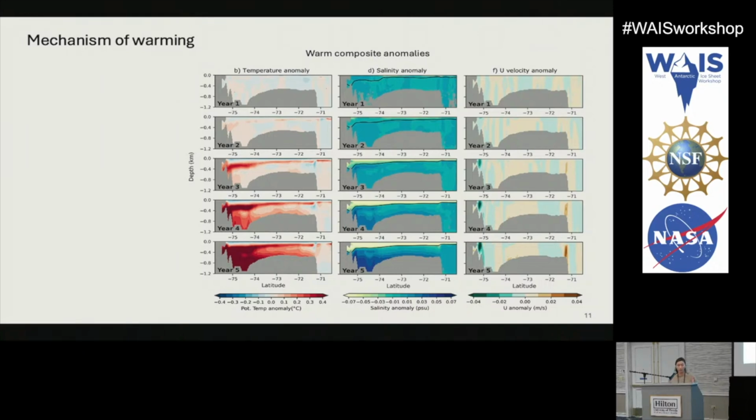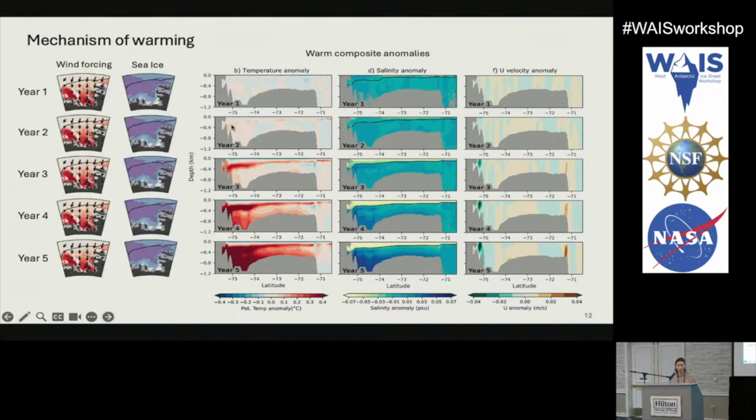So here we're looking at temperature, salinity, and zonal velocities in the warm composite, and the rows are showing each year in the simulations. And just as a reminder, I'm using the same forcing for each of the 5 years in my simulations, so they all are a response to northerly wind anomalies and closed coastal polynyas.